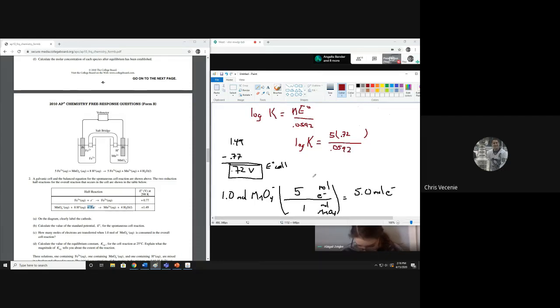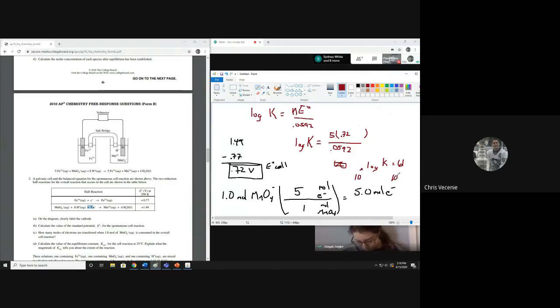All right, so I run some math real quick for you guys. We take 5 times the 0.72, and you divide that by 0.0592. All right, and I've got 60.8. So I've got log K equals 61. All right, now it's just a math problem. All right, Abs, do you know how to undo the log function? Raise it to the 10th. Very good. 10 to the power of.